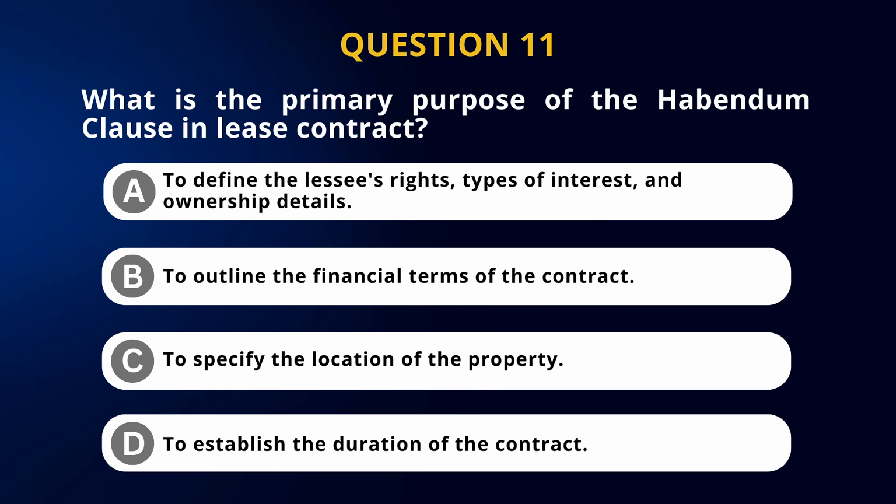Question number 11. What is the primary purpose of the habendum clause in lease contracts? Letter A, to define the lessee's rights, types of interest, and ownership details. Letter B, to outline the financial terms of the contract. Letter C, to specify the location of the property. Letter D, to establish the duration of the contract. What is the primary purpose of the habendum clause in a lease?